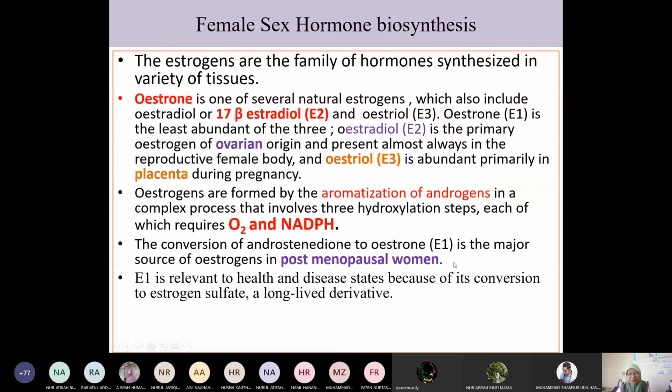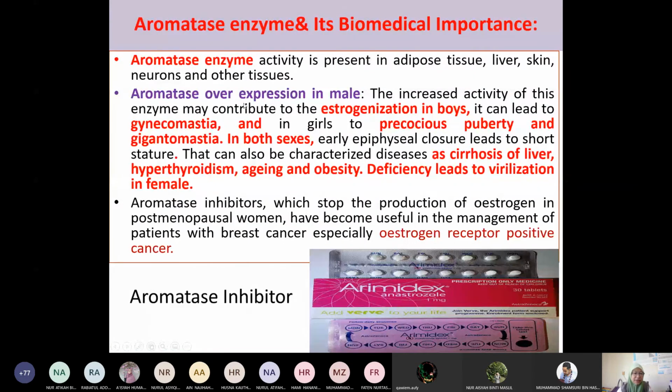In postmenopausal women, conversion to estrogen, E1, is the major source. The statements I've already mentioned recently. E1 is relevant to health and disease states because its conversion to estrogen sulfate is a long-life derivative. Aromatase inhibitors here, as I mentioned earlier, can be used to treat gynecomastia and also estrogen receptor positive breast cancer cases.